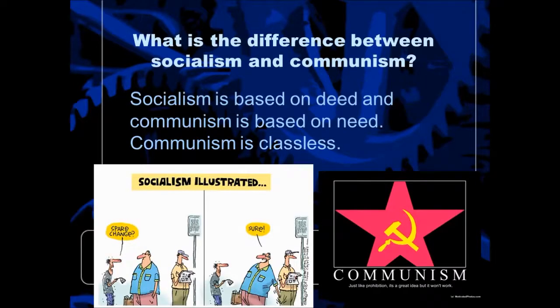So let's see the difference here between socialism and communism. It's actually pretty simple. Socialism is based on deed, and communism is based on need. So here's the deal. Socialism allows a little bit of a class difference. Communism, as you can see, is classless.